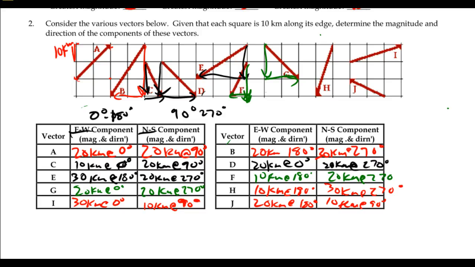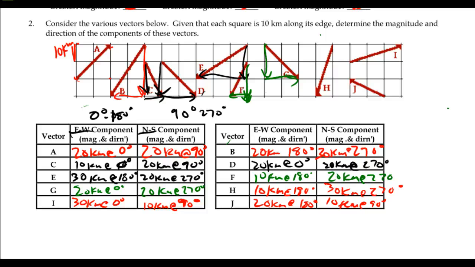Okay, so H is 10 kilometers at 180 degrees. That's 10 to the west, and 30 kilometers south, so 30 at 270. I is 30 kilometers at 0, that's to the east, and 10 kilometers north, 90. And J is 20 kilometers at 180 degrees, that's to the west, and 10 kilometers north, which is 90.